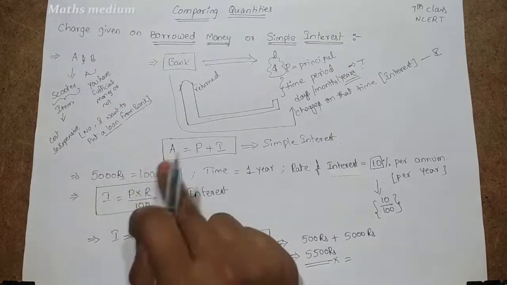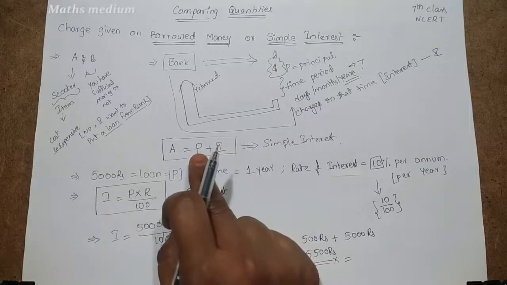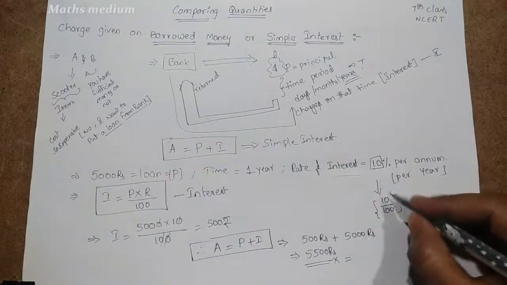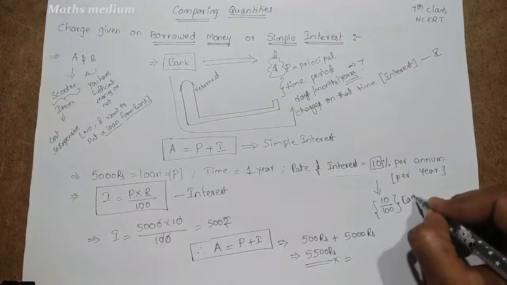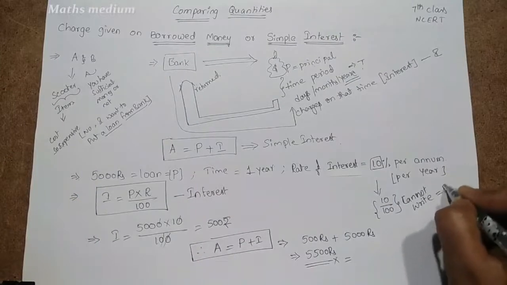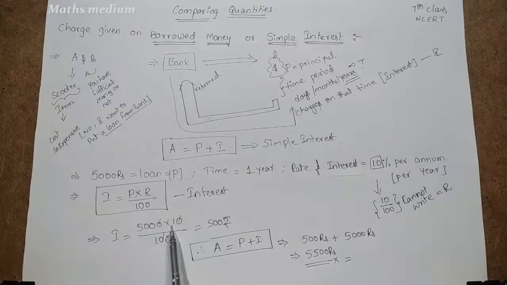And if the amount is given and the interest is also given, we have to find the P also, vice versa. In this case, we cannot write R as 10 by 100. We have to write it as R is equal to 10 only.